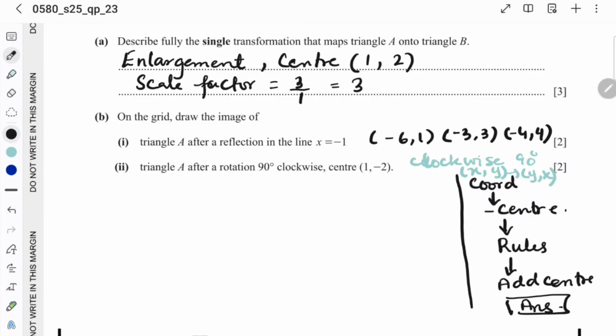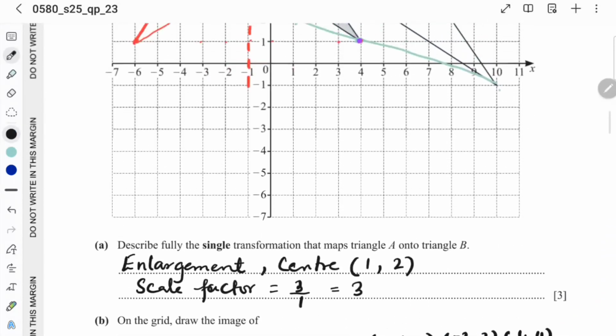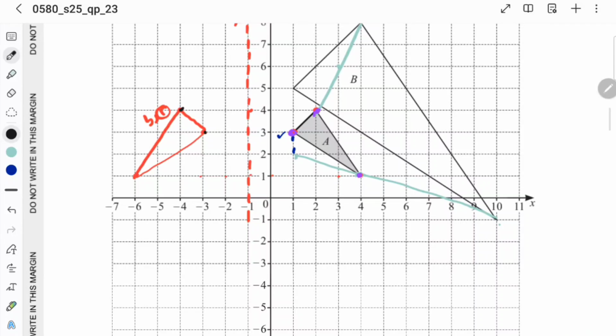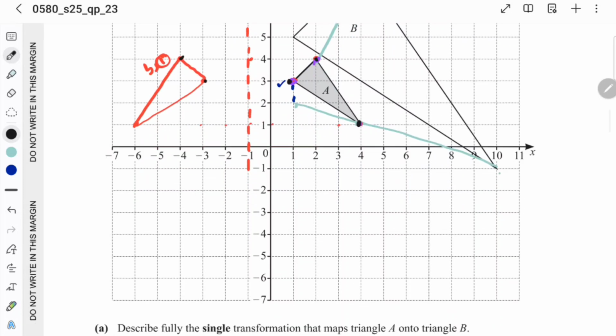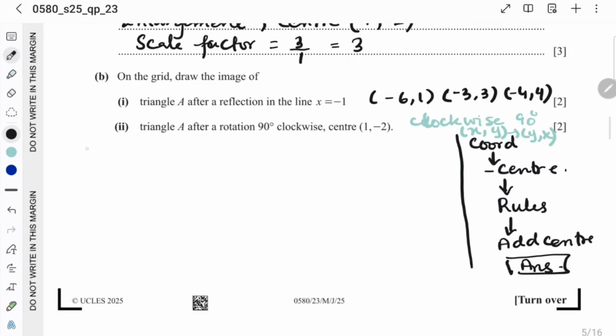So listen, now what do we do? You just see what the coordinates of your object are. The coordinates of the object are (1, 3), and then you have (2, 4) and (4, 1). Okay, (1, 3), (4, 1) and (2, 4). I didn't do anything, I just copied down all the coordinates of your object. Okay, so we have written the coordinates.